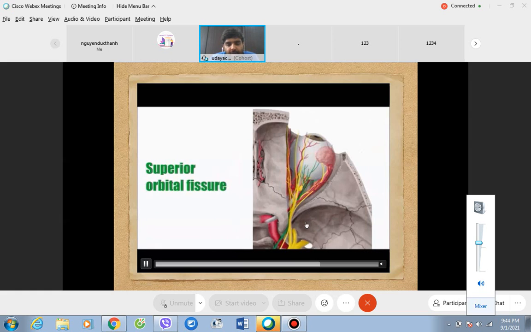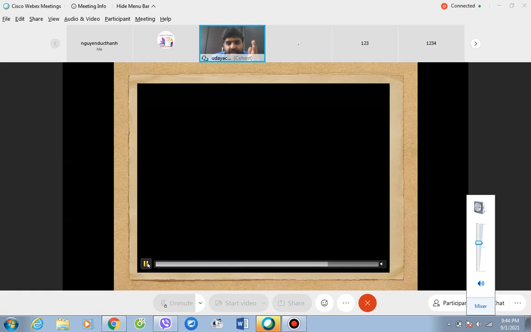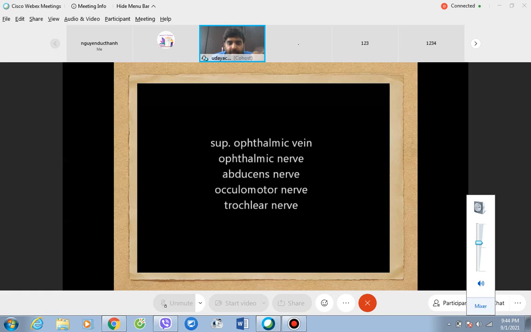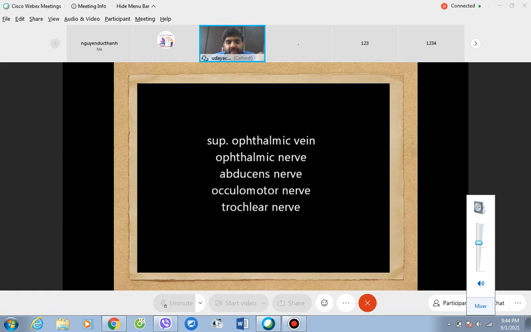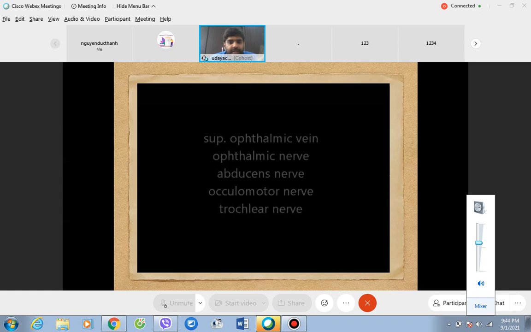Coming to the superior orbital fissure, this fissure is located, as we already discussed, between the body, lesser wing and the greater wing, and it transmits quite important structures, namely the superior ophthalmic vein, abducens nerve, oculomotor nerve and trochlear nerve.